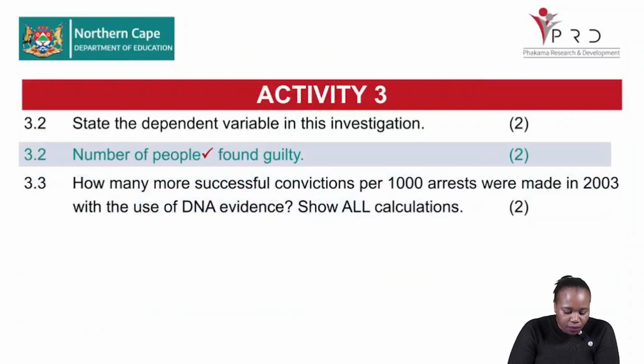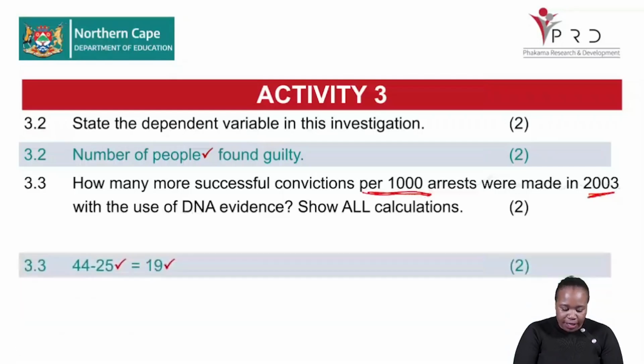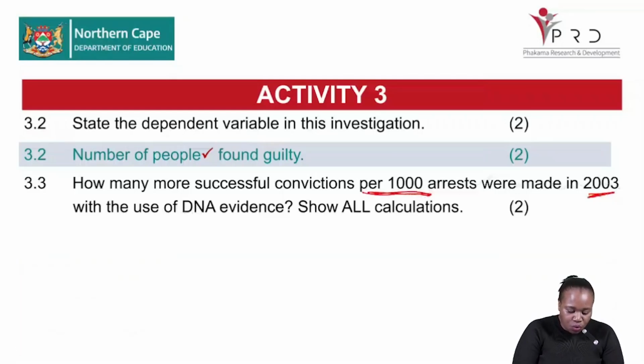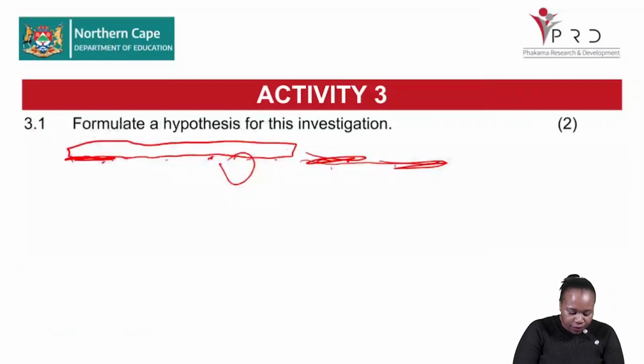3.3, name how many more successful convictions per 1,000 arrests were made in 2003 with the use of DNA evidence. Now, here, mathematics. Make sure that you bring your calculator so that you can calculate the results that you're going to get. Now, let's go back to the graph.